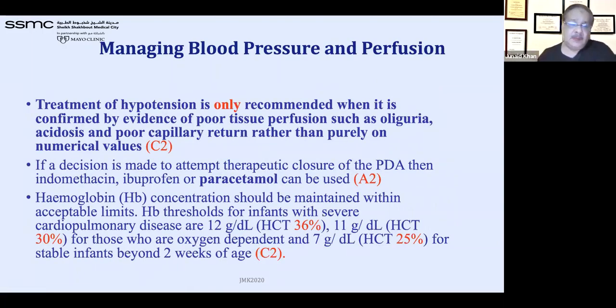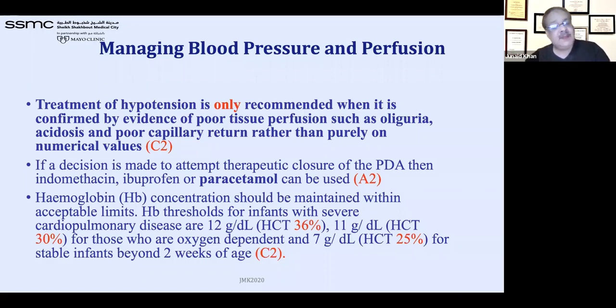Now, this is very important, and I put it in bold because I saw this in many units managing the blood pressure and perfusion. The recommendation is that you should treat hypotension only. I put it in bold and red. Treatment is recommended when it is confirmed by evidence of poor tissue perfusion, oliguria, acidosis, and poor capillary refill. So if your monitor is showing, let's say gestational age is 30 and it shows 24, 25, 26 mean blood pressure, don't start any pressor, because first check how much lactate is in the blood gas, how much acidosis, and whether the capillary return is okay.